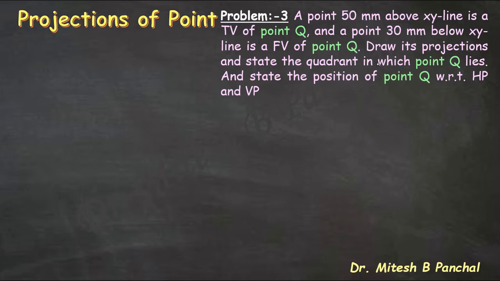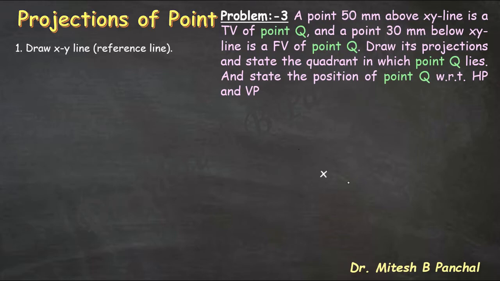So here you have to draw the projections of point Q and state the quadrant in which point Q lies. So as I have already told you, here the top view of point Q is above the xy line and the front view is below the xy line. This means point Q is in the third quadrant. And also state the position of point Q with respect to HP and VP. So now we will draw the projections of point Q.